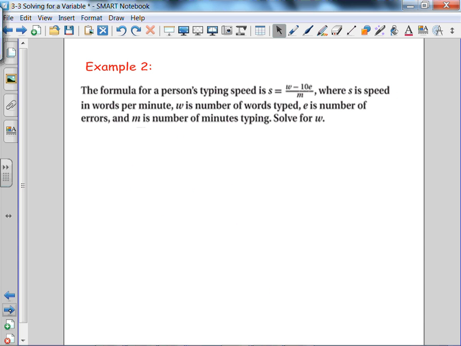Next example, example 2. The formula for a person's typing speed is given, where S is speed in words per minute, W is number of words typed, E is number of errors, and M is number of minutes typing. Solve for W. What is important here is that you know what you're solving for. It's not important what all the letters mean. So we want to solve for W. First I'm going to rewrite the problem, and then I'm going to begin to isolate the W. I want to get the W by itself.